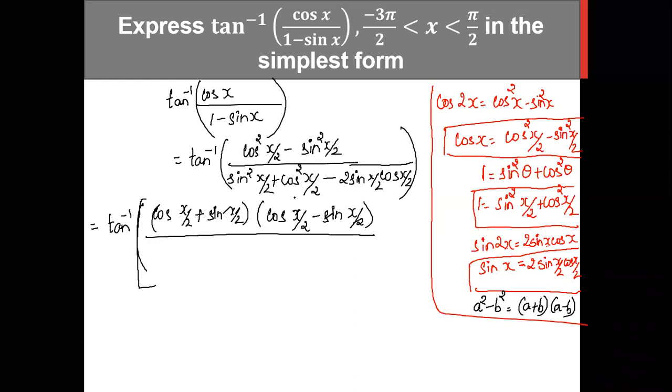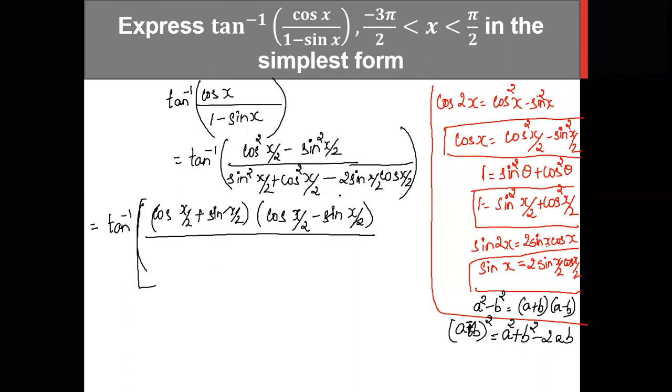divided by. So if you see the denominator, what is the formula for a plus b whole square? Not a plus b, sorry. What is the formula for a minus b whole square? It is a square plus b square minus 2ab, correct? A minus b whole square is a square plus b square minus 2ab.